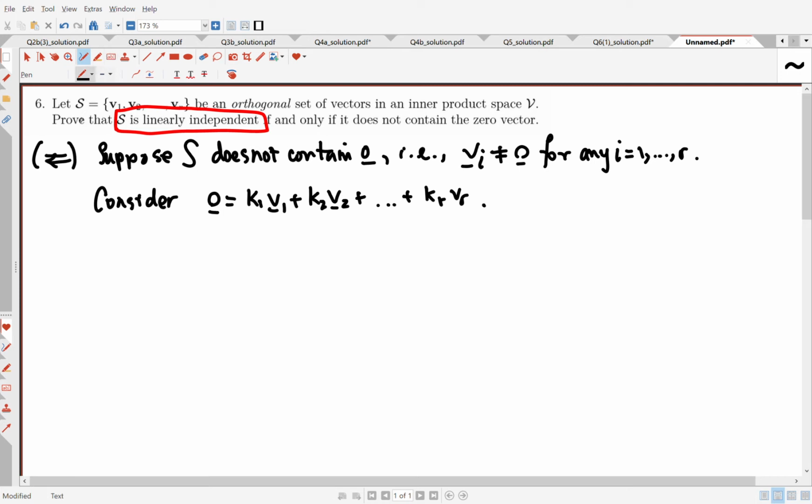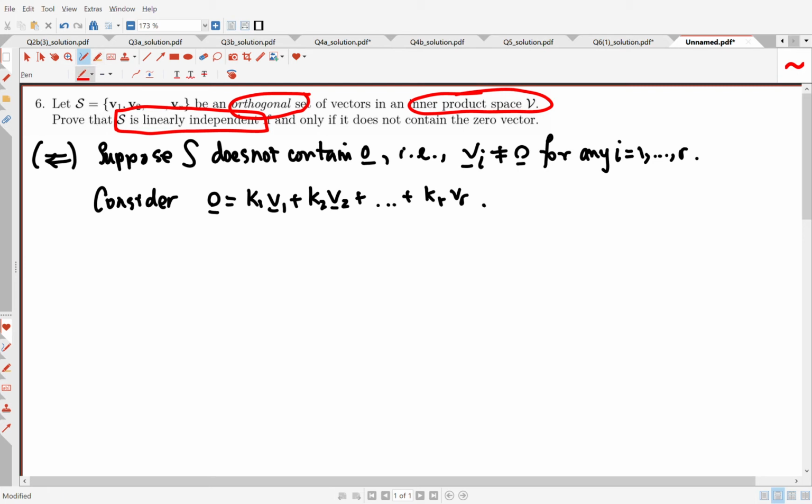We have this information that we haven't used: orthogonal set, and it is in the inner product space V. What does it mean to be an orthogonal set in an inner product space V? It means that if I take any two different vectors from this, I take the inner product, I will get 0, right? So this is the thought process.